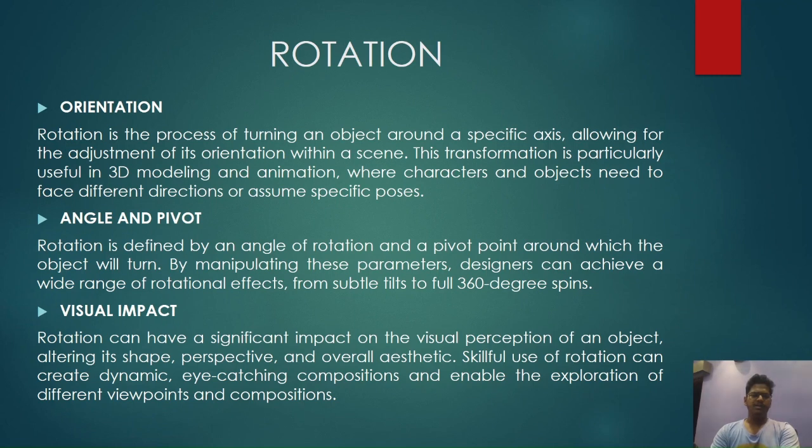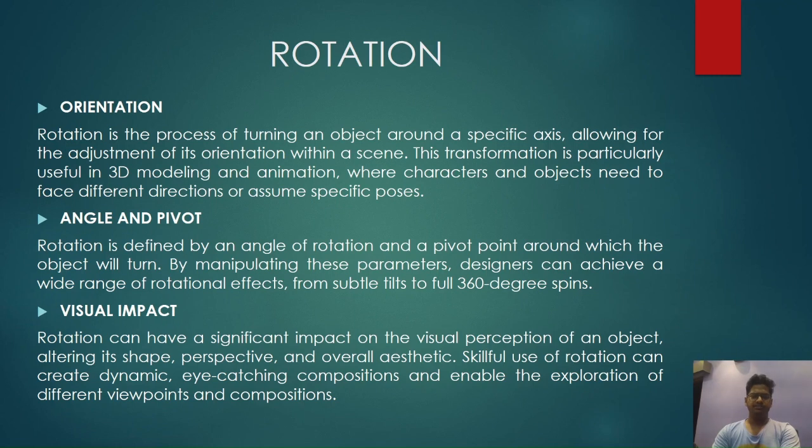Angle and pivot. Rotation is defined by an angle of rotation and a pivot point around which the object will turn. By manipulating these parameters, designers can achieve a wide range of rotational effects from subtle tilts to full 360-degree spins. Visual impact. Rotation can have a significant impact on the visual perception of an object, altering its shape, perspective, and overall aesthetic. Skillful use of rotation can create dynamic, eye-catching compositions and enable the exploration of different viewpoints and compositions.